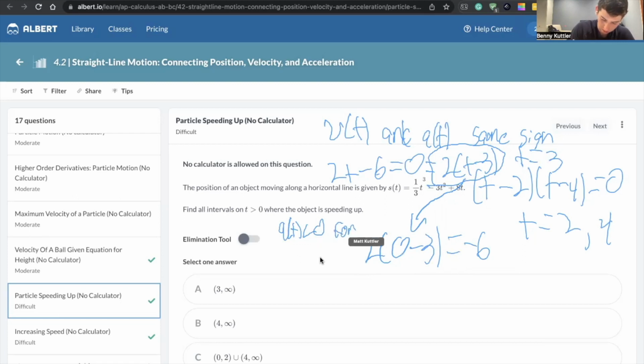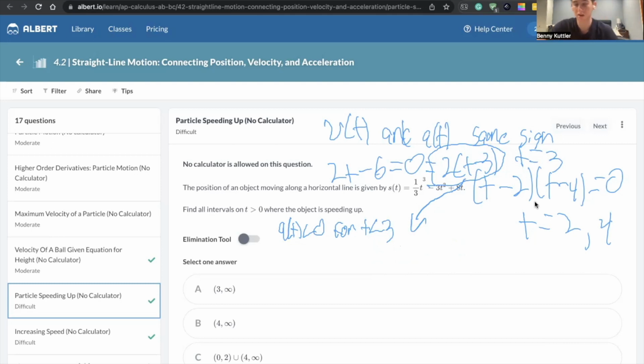for t less than 3. Okay, so that tells us when the acceleration is negative. And then vice versa is true. The acceleration is positive when t is greater than 3. So we're going to look for the times where the velocity sign and the acceleration sign are the same.